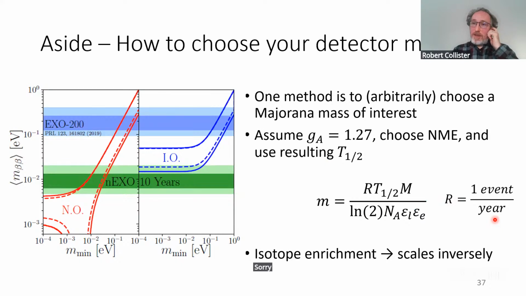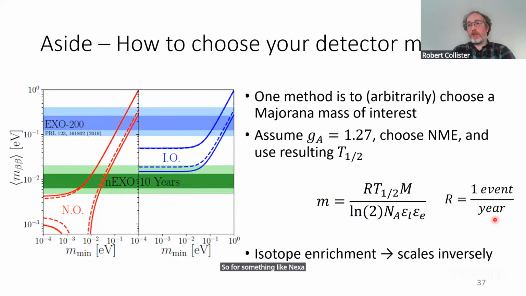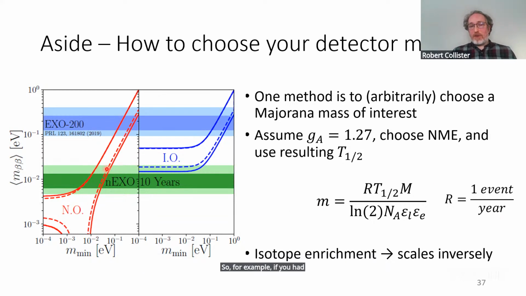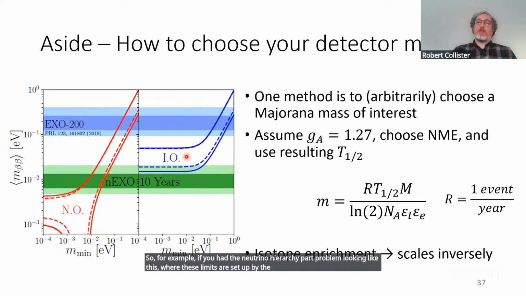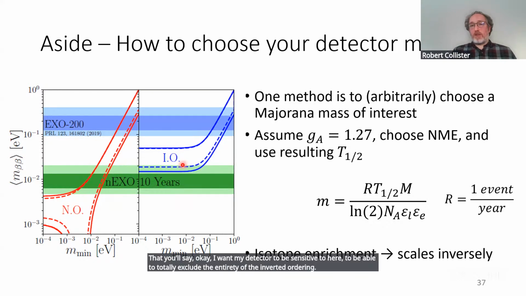There's an interesting question of how to choose how big your detector is going to be. So for something like nEXO, why are you targeting 5 tons of liquid xenon? What makes 5 tons the magic number? One way to do this is you decide what sensitivity to the Majorana mass you want. For example, with the neutrino hierarchy problem looking like this, where these limits are set by the oscillation experiments, and you want to be complementary to that, you'll say, okay, I want my detector to be sensitive to here, to be able to totally exclude the entirety of the inverted ordering. And so answer that question.